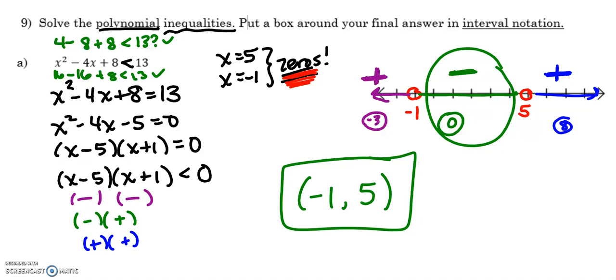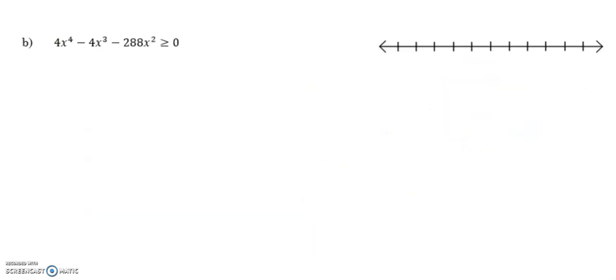All right, let's try it again. So again, I'm going to temporarily pretend that this thing is equal to 0. And I'm going to start by factoring. I'm going to take out a 4x squared. And so I'd be left with x squared minus x, and 288 divided by 4. Well, divided by 2 is 144. Divided by 2 again is 72.